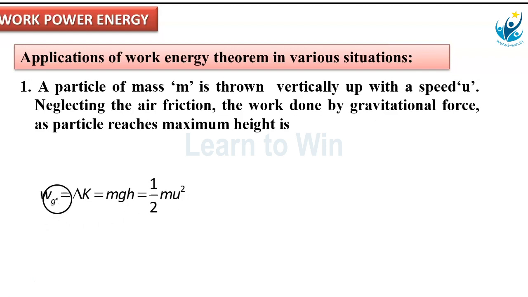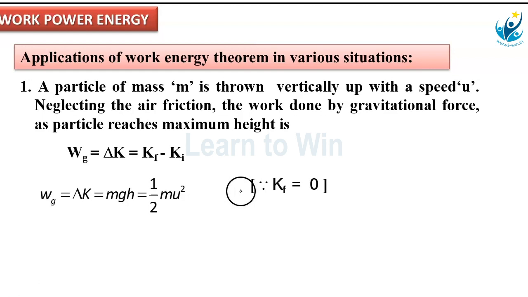Then work done is equal to change in kinetic energy. What is that? The work energy theorem. The work done as it rises to maximum height h is minus mgh, which is equal to kinetic energy final, which is 0, minus kinetic energy initial, which is half mu square. So, work done is equal to change in kinetic energy. This principle we used for this example.